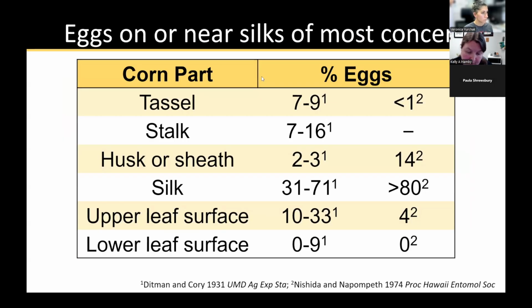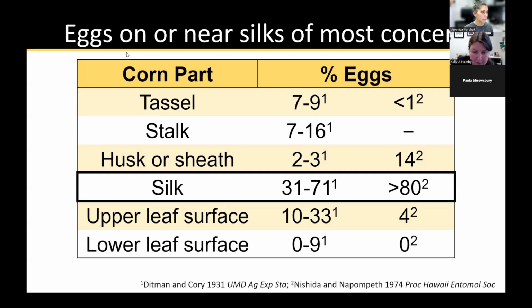And when we look at some old data, actually from our department in the 30s, as well as some work that was done in Hawaii in the 70s, looking at where corn earworm is laying their eggs on the corn plant, you can see that depending on the study, so this is the older one from Maryland here, versus the one that was in Hawaii, between 30 and 80% of the total eggs that are laid on the plant occur directly on the fresh green silks. Now there is egg laying in other locations like the upper leaf surface and the tassel.